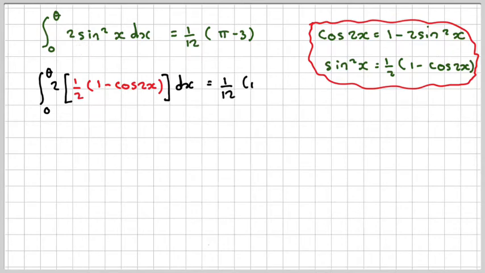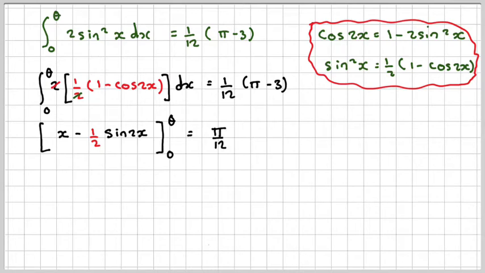It's still equal to 1/12 of pi minus 3. Now the 2's conveniently cancel out. Then if we integrate 1 with respect to x, we're going to get x. And then if we integrate cos 2x, we would try sine 2x. But when we differentiate that, we're going to get an extra 2 in front. So we need to put a half in front. And the limits are from 0 to theta. And it's now equal to 1/12 times pi, which is pi over 12, minus 1/4.